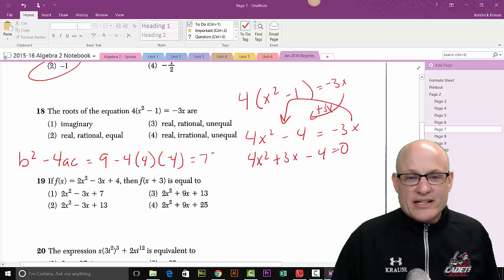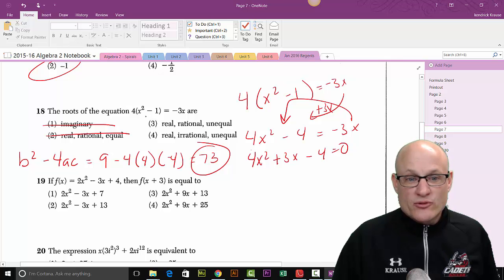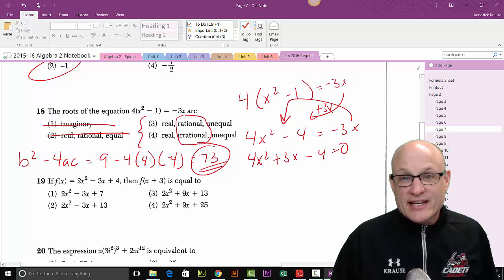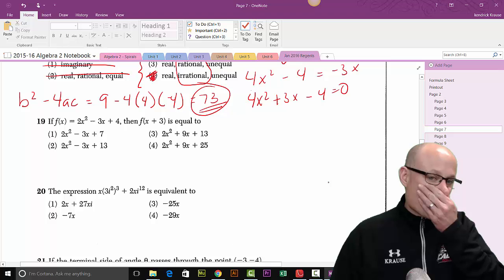So 73 is, first of all, not negative, so it can't be imaginary. It's not equal to 0, so it can't be equal roots, and it comes down to rational versus irrational. Since I can't take the square root of that, the answer is irrational. That's why that graphing one was a little bit tricky.